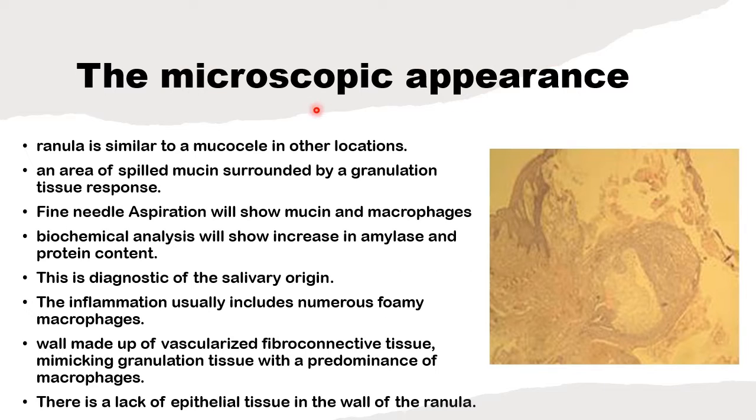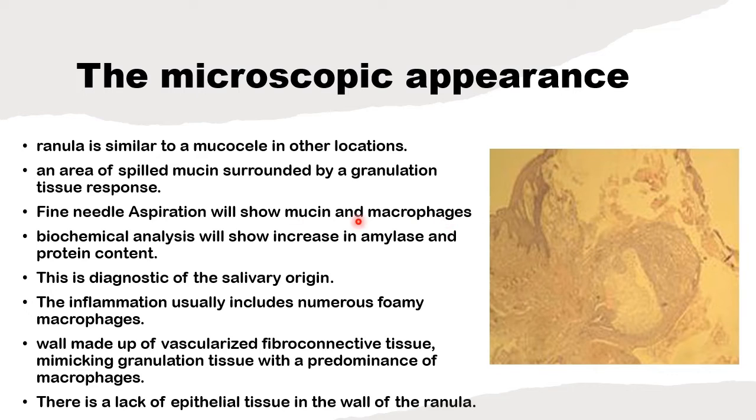Ranulas are mucoceles of the sublingual gland. Their histological appearance resembles those of mucoceles elsewhere in the oral cavity or the pharynx. There will be accumulation of fluid, of saliva, containing high levels of mucin and amylase, surrounded by granulation tissue. This granulation tissue contains macrophages.